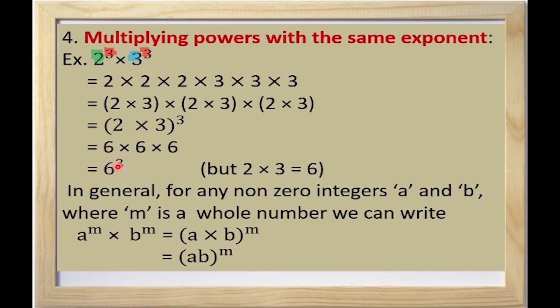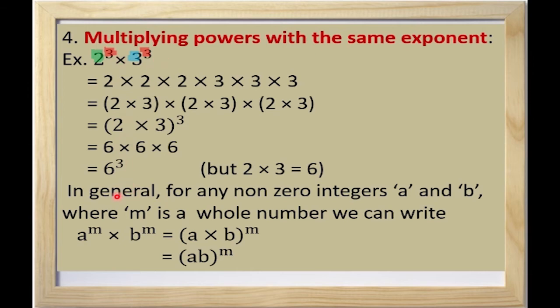That means, children, when we multiply powers with the same exponent, we simply have to multiply the bases. Understood children? That means 2 raised to the power of 3 into 3 raised to the power of 3 is equal to 6 raised to the power of 3.